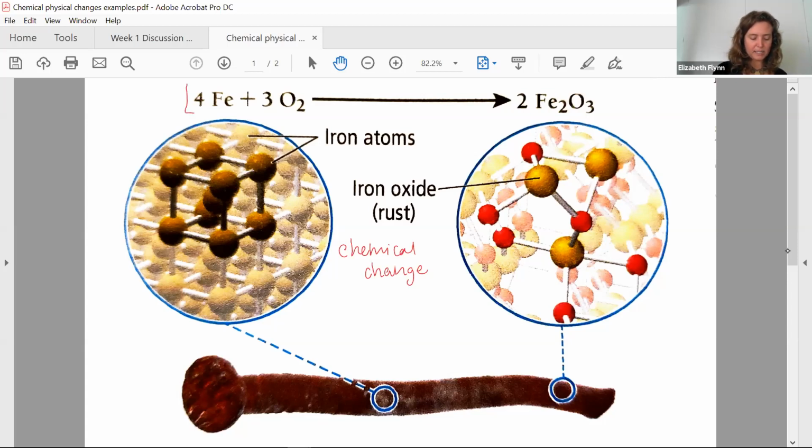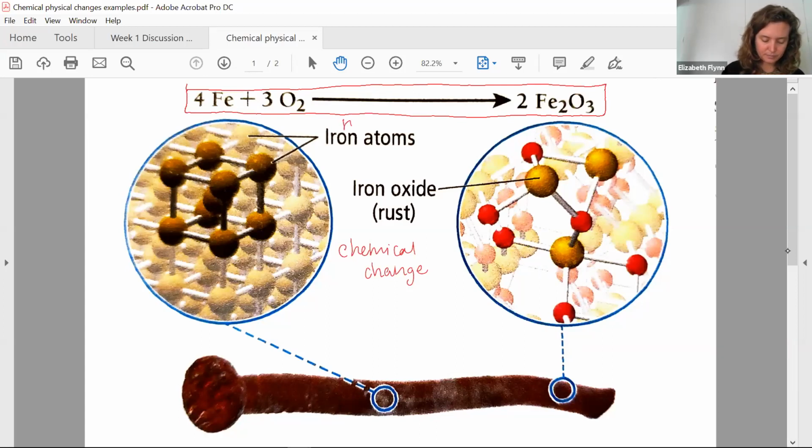And if I were writing this, if I were you, I would just write the chemical reaction up here, the chemical equation, right? And tell yourself that that's rusting. And then I would write that it's a chemical change. Exactly.